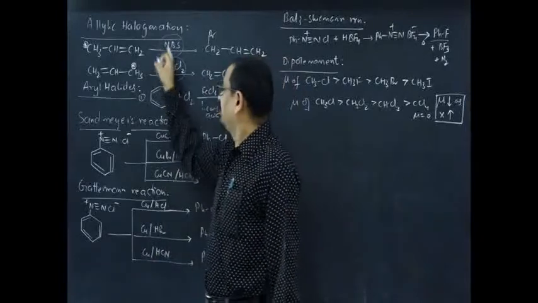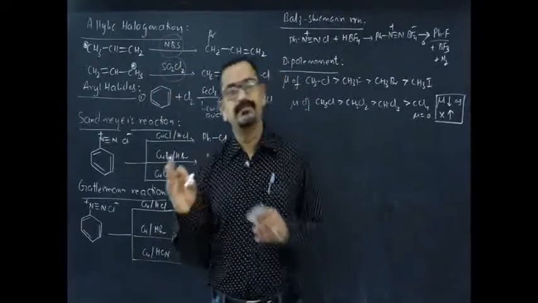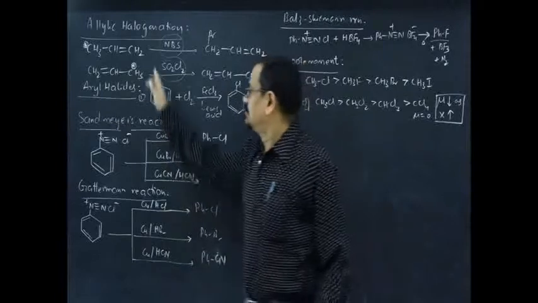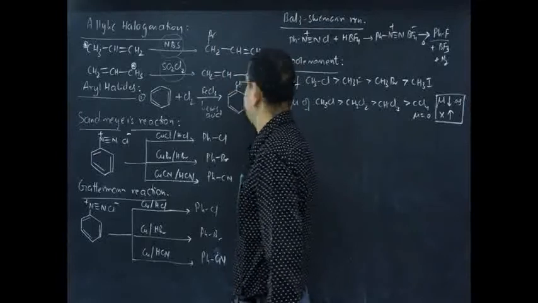So, with respect to the condition on the arrow, one can easily assess whether it is normal halogenation or allylic halogenation. So, this is about allylic halogenation reaction. See, the allyl position is halogenated in these two cases.